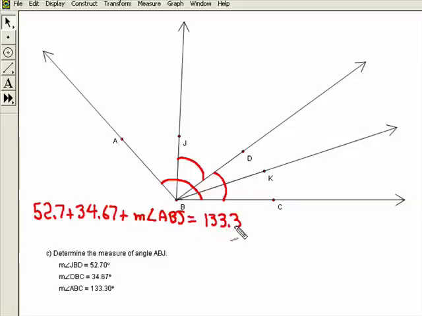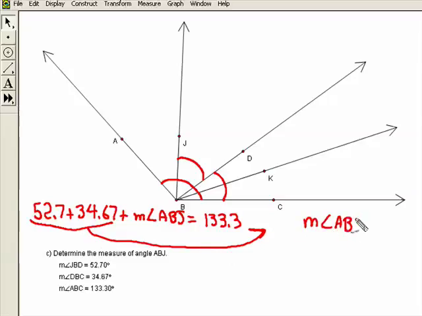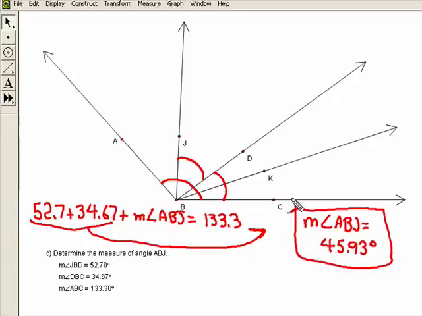And so if we do the math on that, we just take these two, you can add them together, then subtract that amount from both sides, moving that over to the right hand side there, and you get measure angle ABJ is equal to 45.93 degrees. So that should be what you obtained for the answer there. Let's do another problem here.